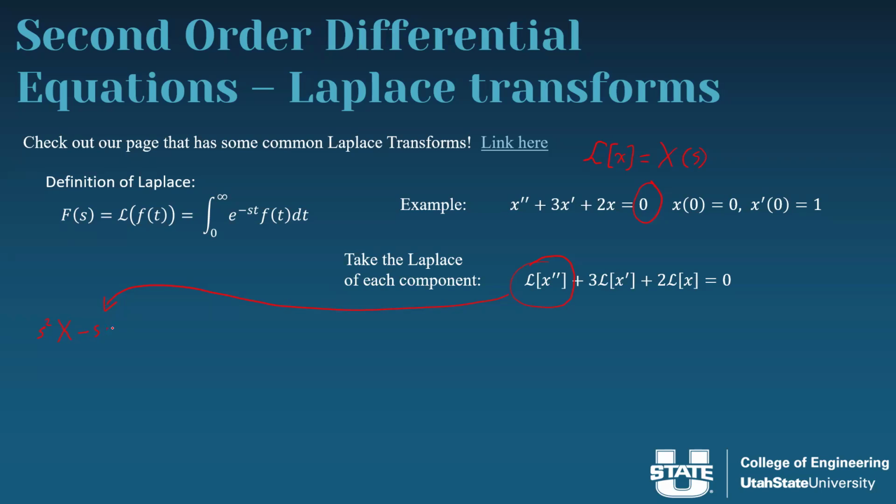This is going to be minus S times our initial condition, y at 0, minus y prime at 0. That's going to be that first term. And for this next one, it follows the same pattern. So we're going to have plus 3 times, for the y prime, the same thing: s times X, not s squared, minus simply y at 0. And then plus 2 capital X.